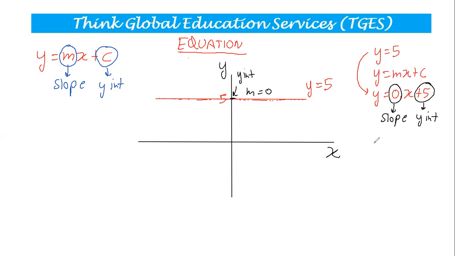Similarly, let's try to express this line now, which is y is equal to negative 5.